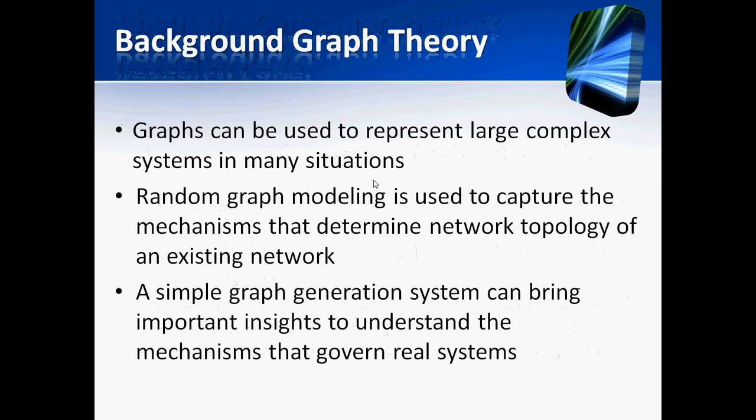So a little background, we use graphs all over the place. Random graph modeling is used to capture mechanisms that determine the network topology, the way a network grows and its structure over time. And simple graph generation systems can help us understand the way real systems work.